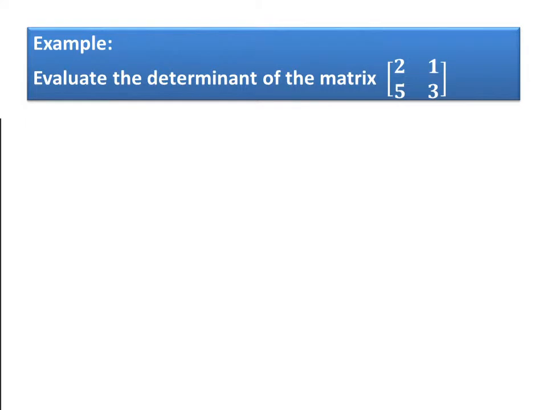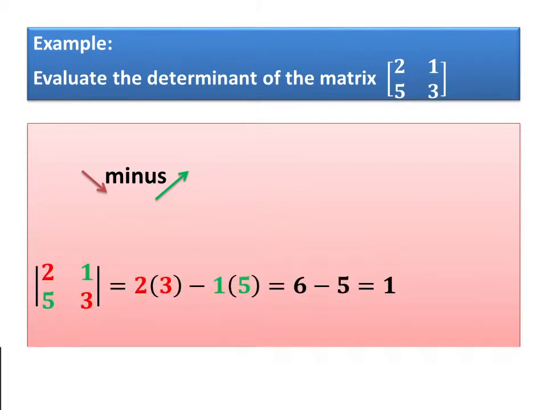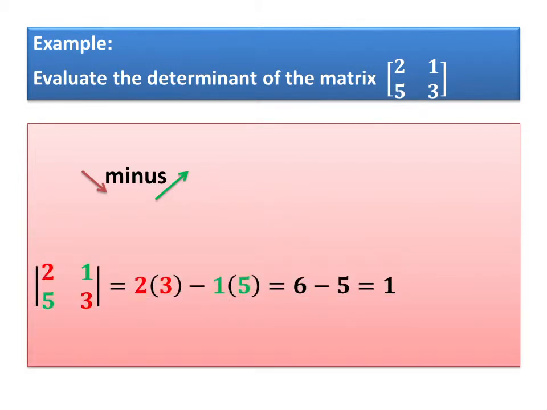Evaluate the determinant of the matrix, which is a 2 by 2 matrix. I read the elements row by row: 2, 1, 5, 3. We apply the same rule we wrote in arrows. So we have the red diagonal elements, the 2 and 3. Their product will be minus the green diagonal elements, the 1 and 5. So 2 times 3 minus 1 times 5 is equal to 6 minus 5. So this is 1, meaning that the determinant of the given matrix is equal to 1.